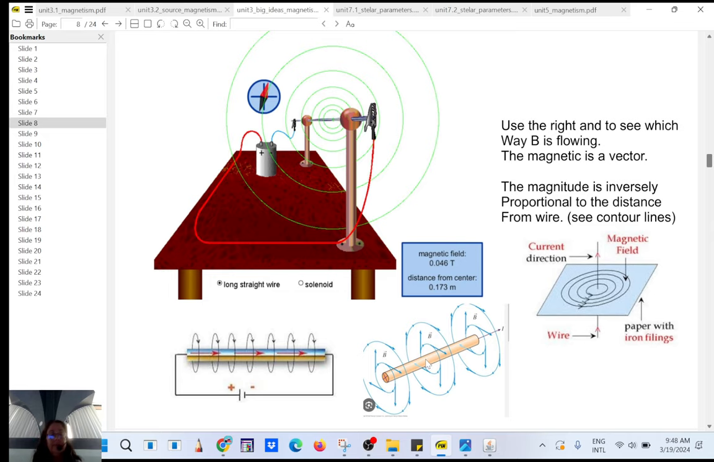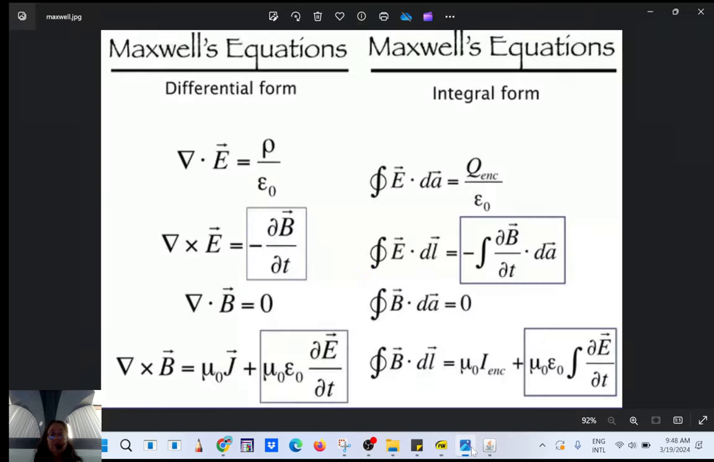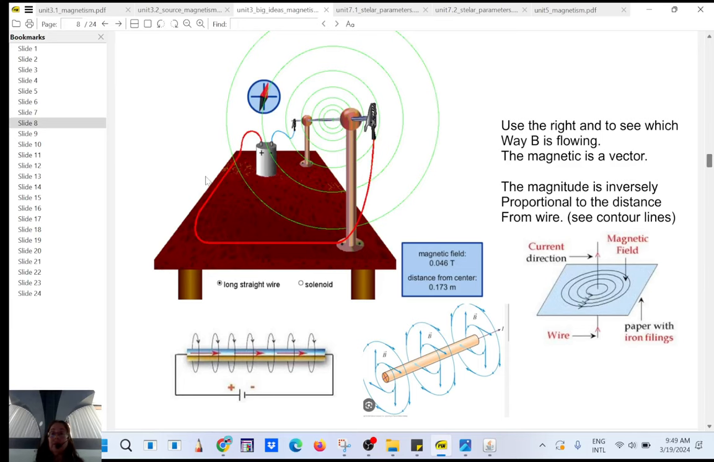I forgot to tell you something. Oh, yes, let's go back to Maxwell's equation. You have that here. For those who are taking vector calculus, you see that means the curl. So B likes to curl, and it's curling around the current. That's what it means. So that's another Maxwell equation.